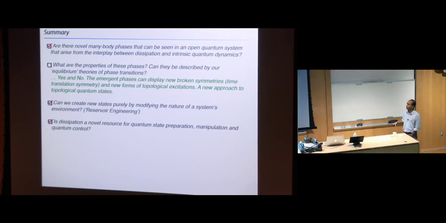Can we create new states purely by modifying the system's environment? Absolutely. And now we can start asking the question, which is the flip side of the hunt for new quantum materials or new kinds of topological materials: given my innate Hamiltonian or system, what kind of new environments or reservoirs can I impose on it to create states with desirable quantum properties? And is dissipation a novel resource for state preparation, manipulation, and quantum control? I think we have shown that even in such a simple system as the parametric oscillator model, we can create all kinds of new physics, robust entanglement, and enhanced quantum state preparation purely by applying the right kind of dissipation on the system.